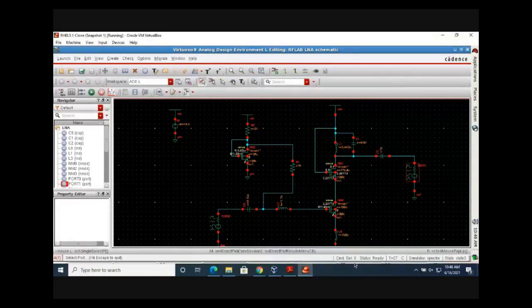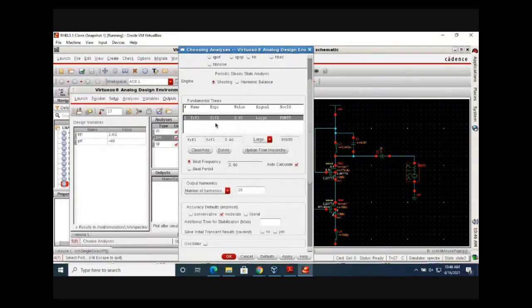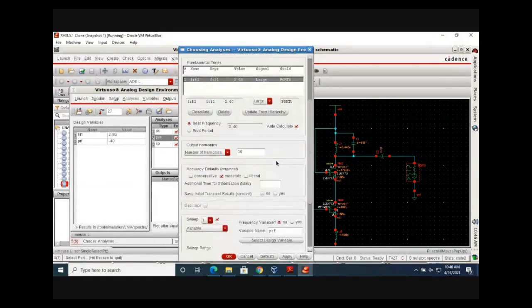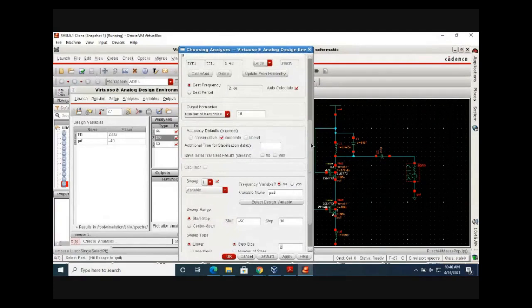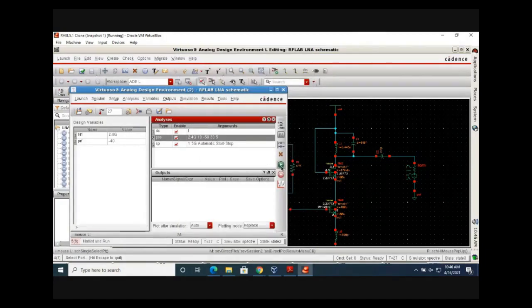For that, I have enabled the analysis called PSS, and the single input frequency FR1 is selected. One additional thing I have taken here is a sweep, because I want to vary the input amplitude. I have taken the variable PRF, which is your input signal amplitude in dBm, and I'm varying that from minus 50 dBm to 30 dBm with a step size of 5. That is the only setup I have done. So I'm running PSS analysis with a sweep of input amplitude and simulating it.